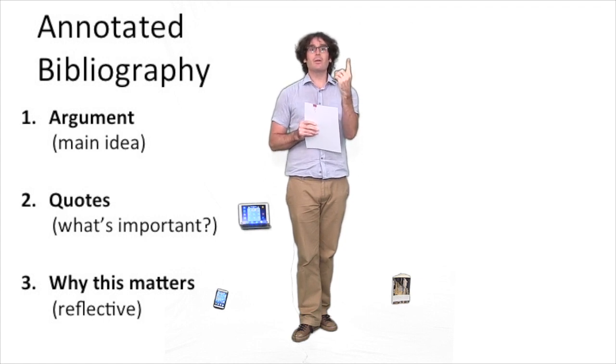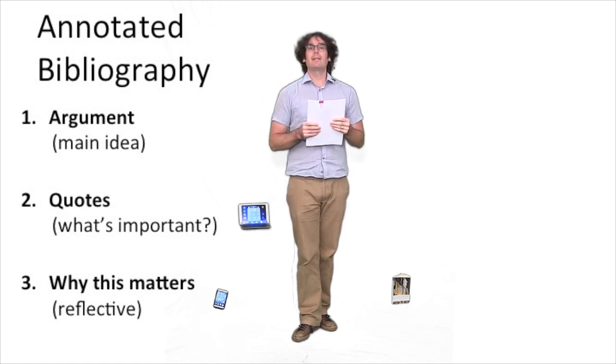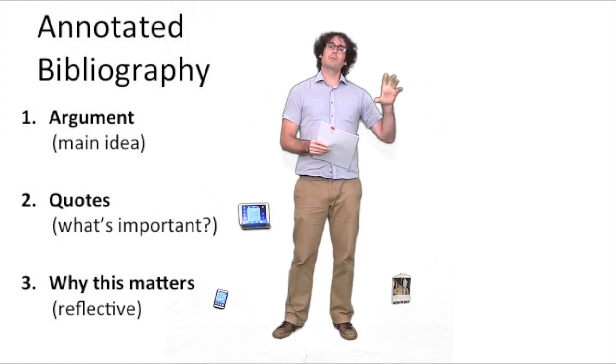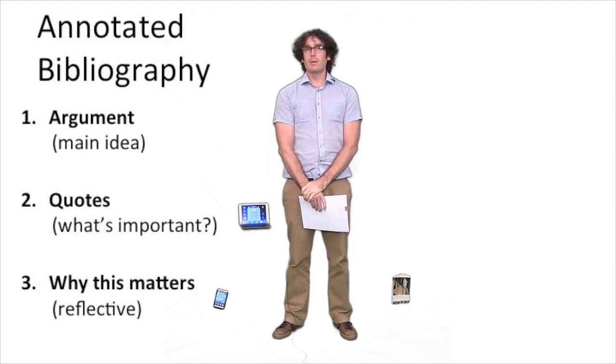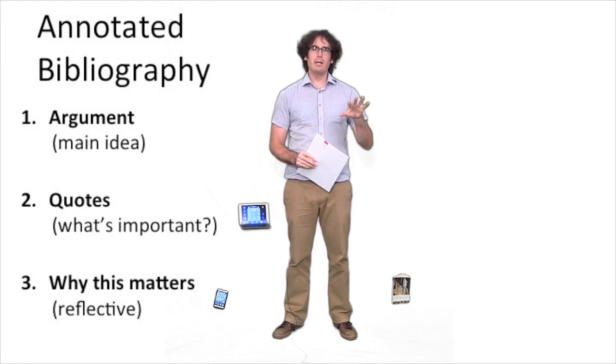The first part is the argument, or the main idea that the author of your text, be it an article or a book, makes. That's the first part of the annotated bibliography entry. The second part, this is the really important space because it'll move us into the next project. That's the quotes. What are the passages of importance that you pull from that source? And ideally, can you start to interpret those a little bit? Write about what they mean, how they work, and what they do.